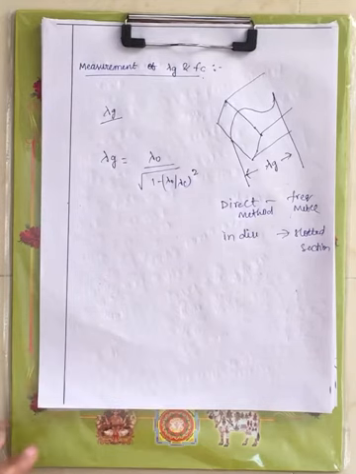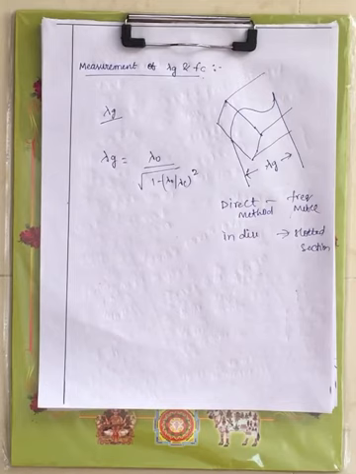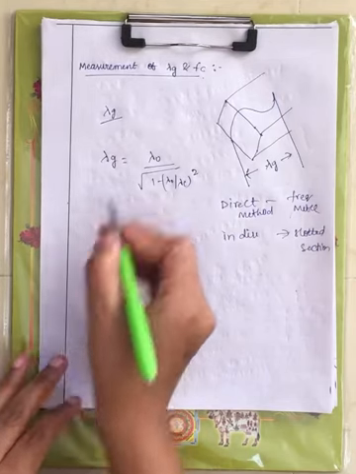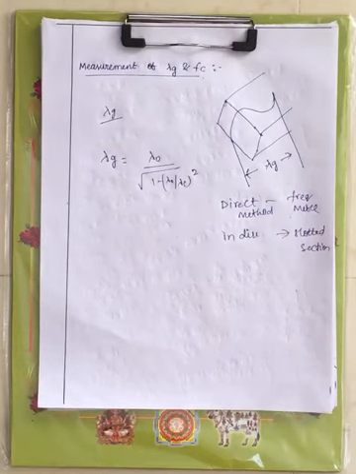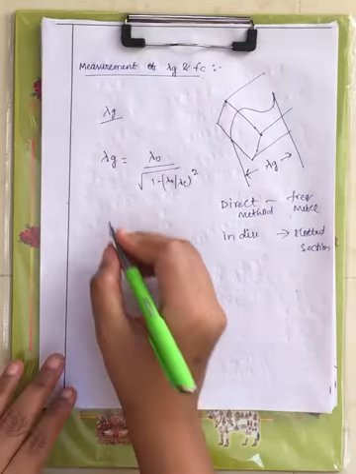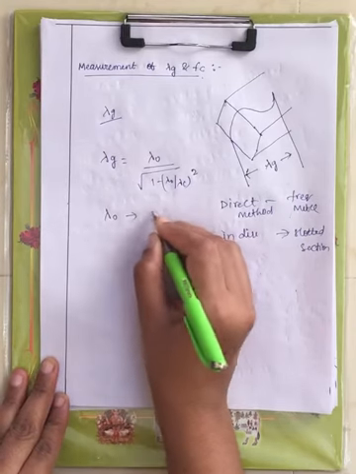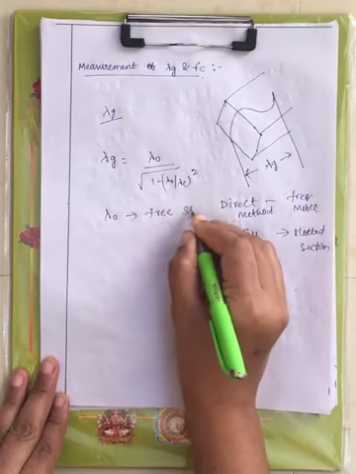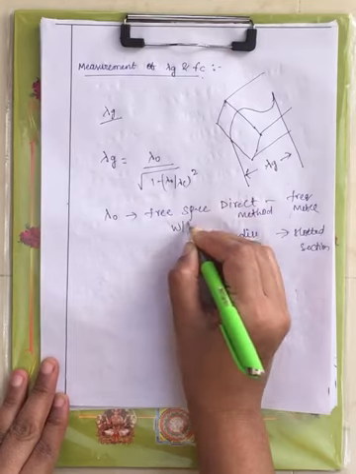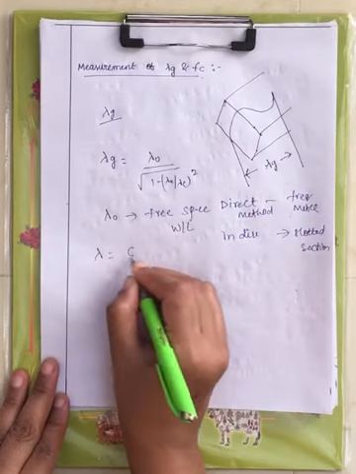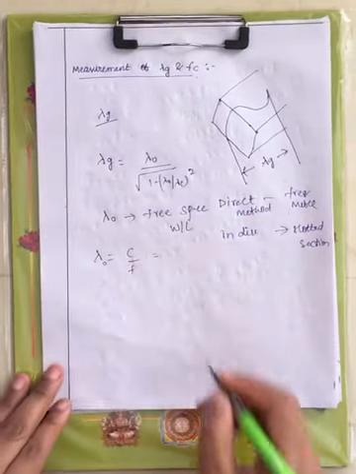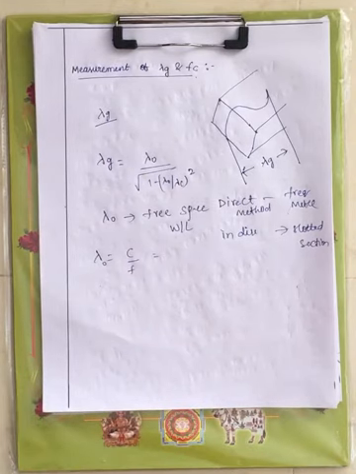Lambda g is the distance traveled by the wave in order to undergo a phase shift of 2 pi radians. The expression is lambda naught by under root of 1 minus lambda naught by lambda c whole square. Now what is lambda naught? Lambda naught is the free space wavelength, given by c by f, where c is the velocity of light and f is the operating frequency of the signal. Using those values you can calculate lambda naught, right?